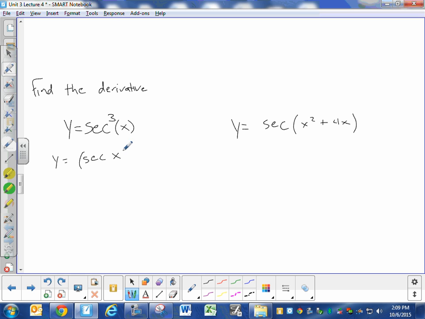This would be y equals the secant of x, quantity cubed. And that would denote that my outside is the stuff being cubed, and the inside is the secant. When I take the derivative of the outside, leave the inside alone, times the derivative of the inside. We should remember it's secant x tangent x. Okay, and then fill in the inside as you see fit.